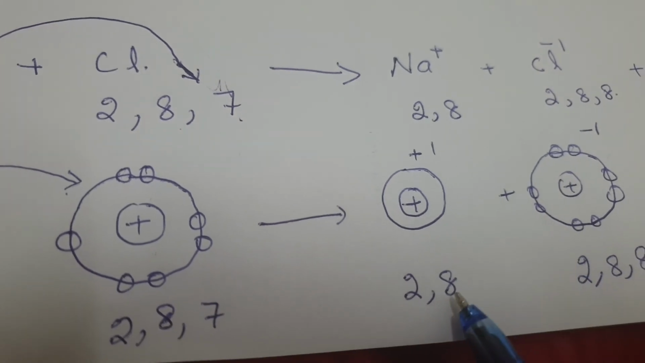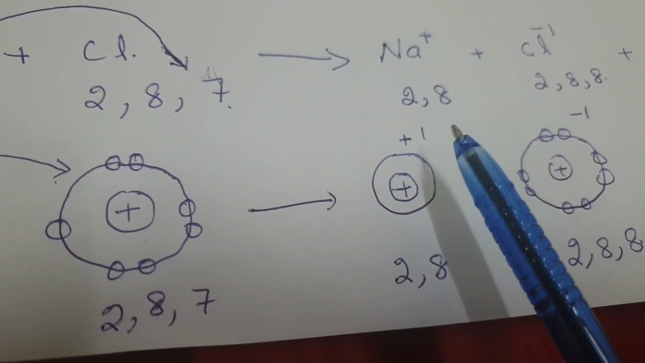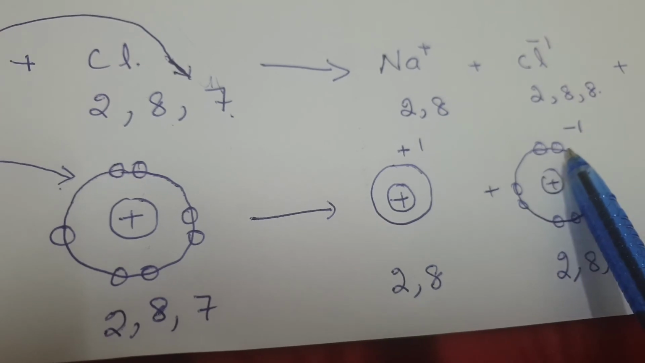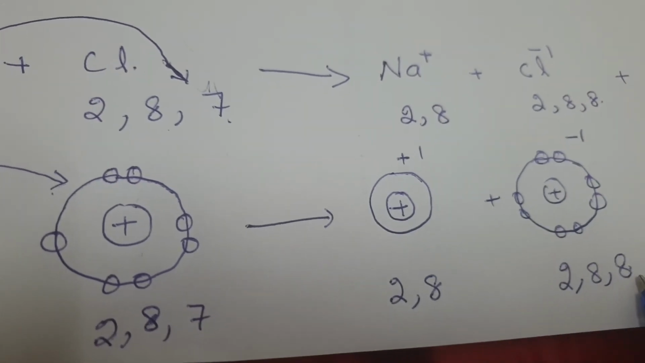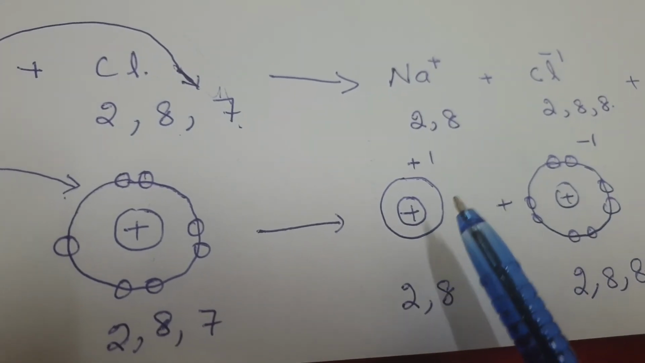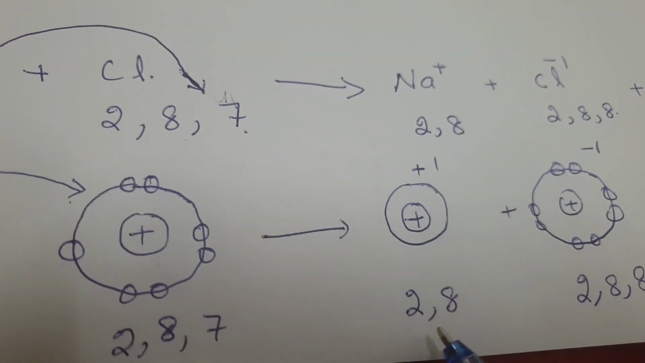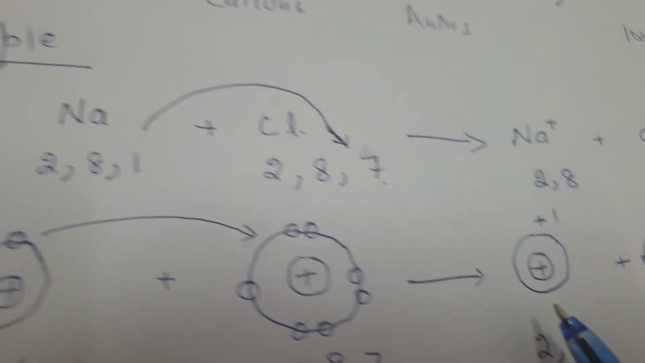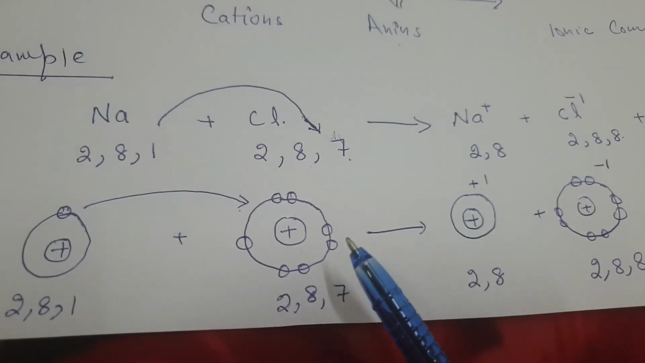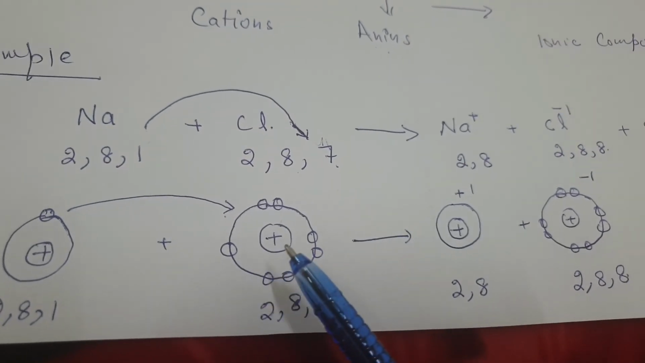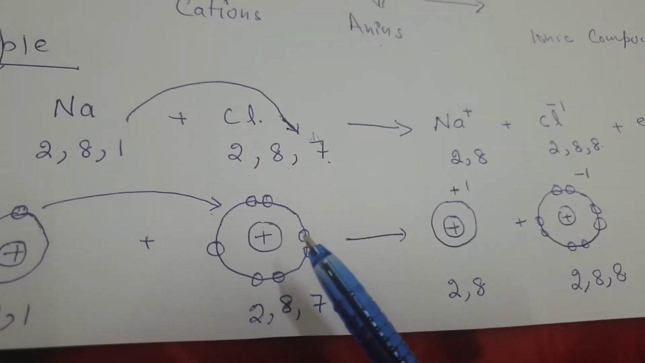After gaining the electron, chlorine, you can see, will get the -1 charge with 2, 8 and 8, and sodium will get a positive charge with 2 and 8. This is the way to show the structure of ionic compounds during the formation of ionic bond.